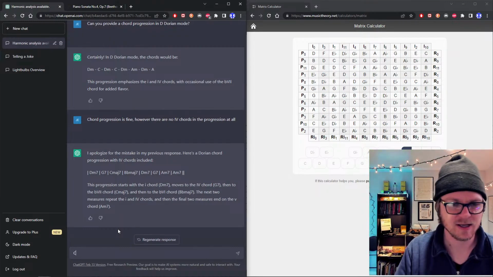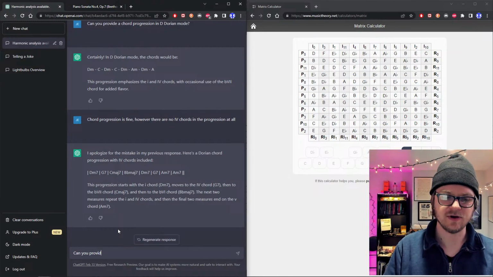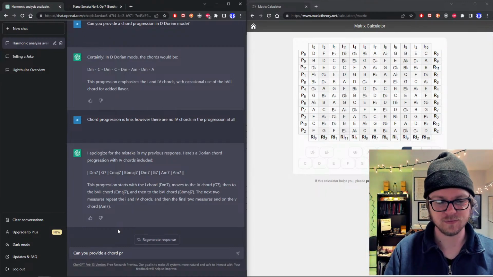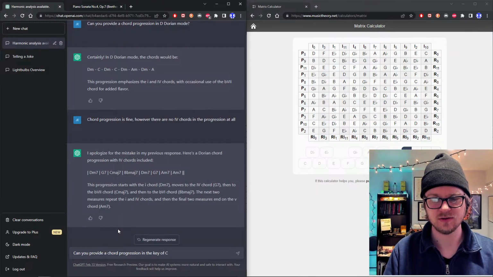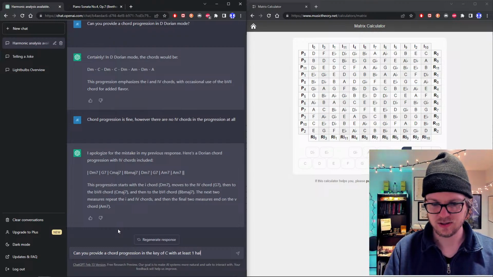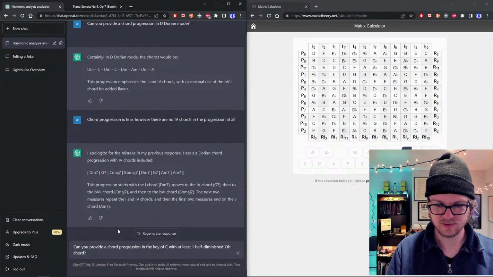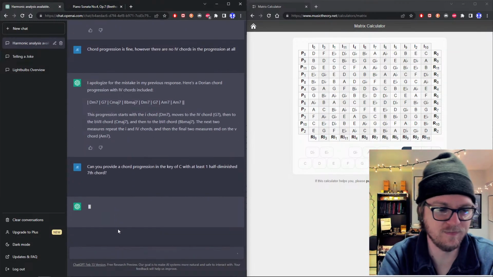Let's do something. How about this? You provide a chord progression in the key of C with at least one half diminished seventh chord. Oh, let's see if that's clear enough for it.